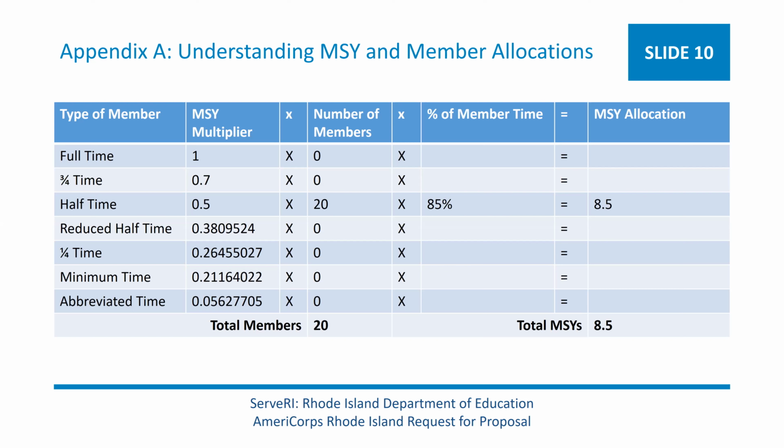So they put that information into the chart. They find the half-time member row and they enter the number of members, 20, and then they enter the percent of time that they calculated, 85% of the members' time over the course of the year is spent on that intervention. And they do the math. 0.5 times 20 is 10, times 85% is 8.5. And so the amount of MSYs allocated to the performance measure is 8.5, which is information you're asked to enter into eGrants.